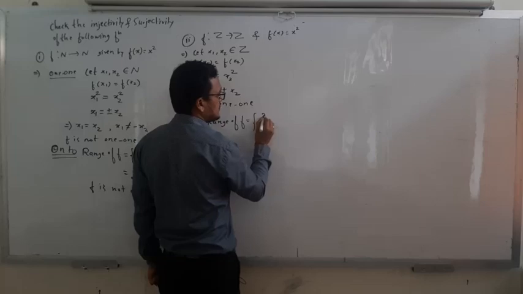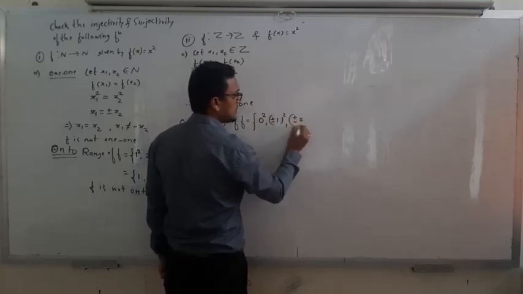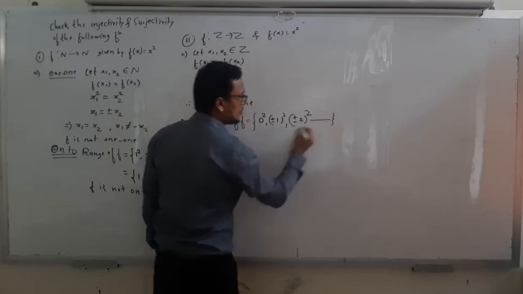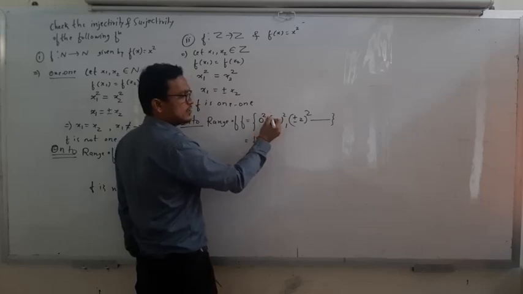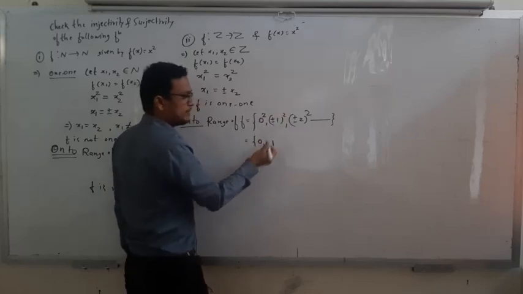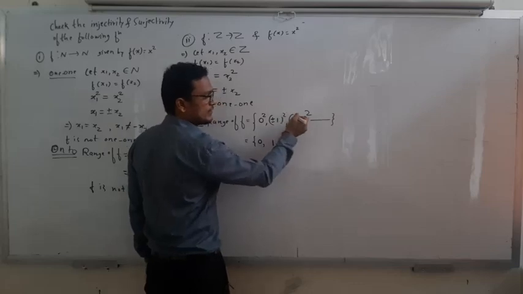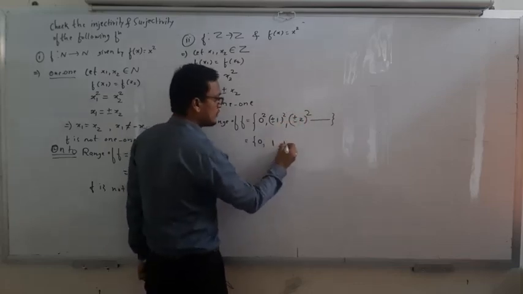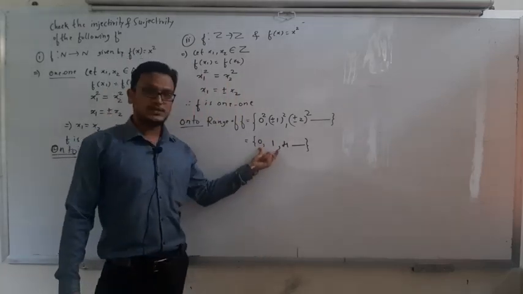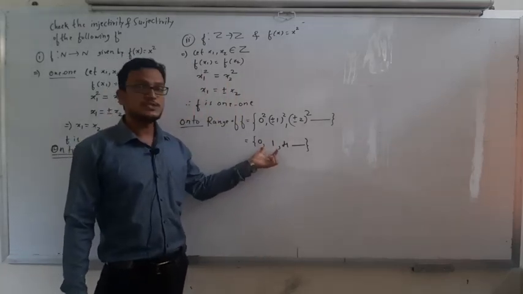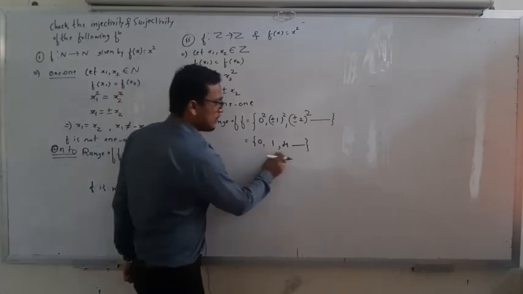So I will put 0, 0 square, next plus or minus 1 square, next plus or minus 2 square and so on. So 0 square is 0, plus or minus 1 square will be what? Plus 1 only, because minus 1 square is again positive. Here plus 2 square is 4, minus 2 square also 4 and so on. So what we observed here, these are the integers, no doubt, but which type of integers? These are positive integers.